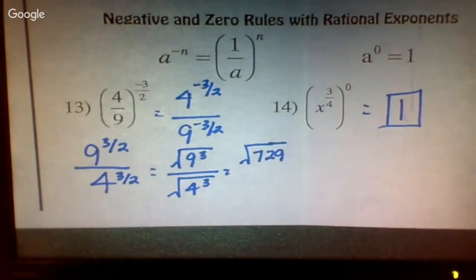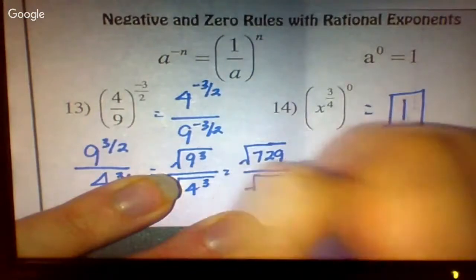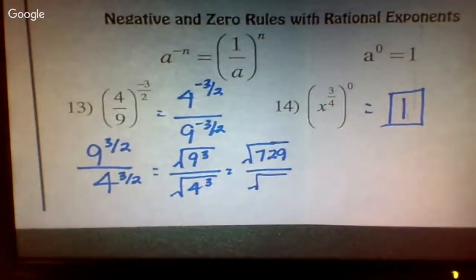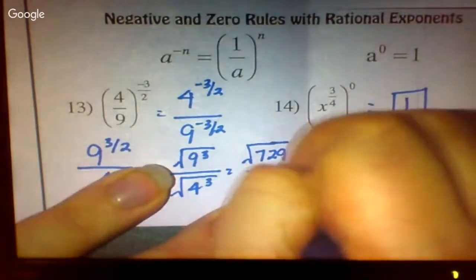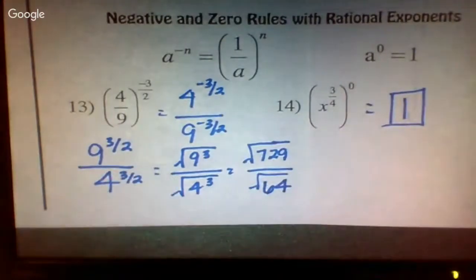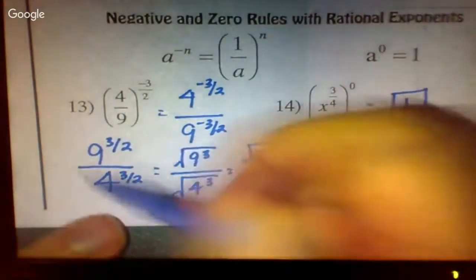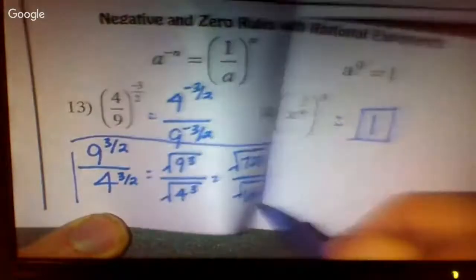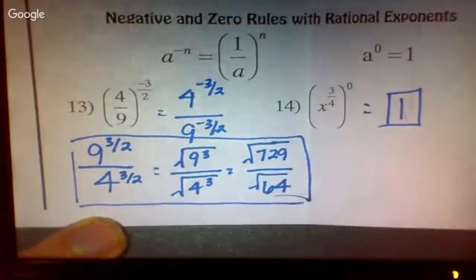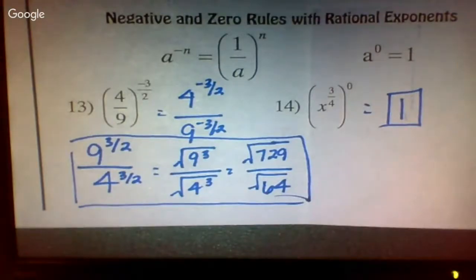Okay. Same thing on the bottom. 4 times 4 is 16. 16 times 4 is 64. Okay. So, any one of these answers, these all mean the same thing. Questions? Okay, this clues in on page 74 in your notebooks.